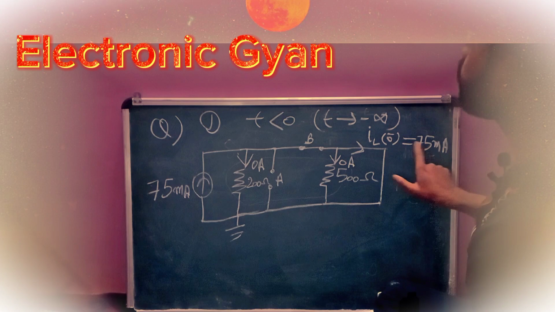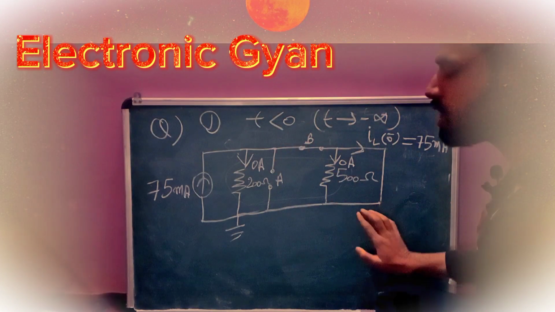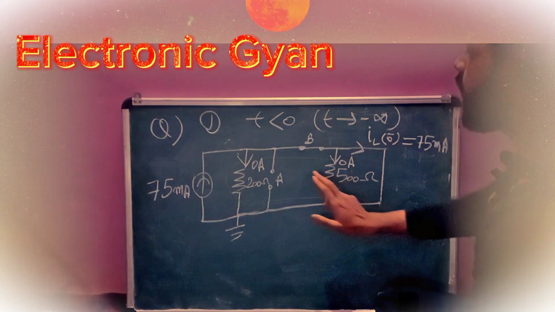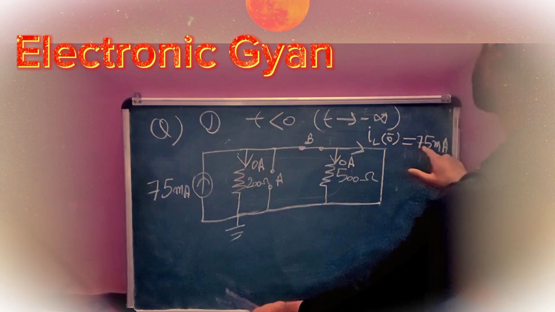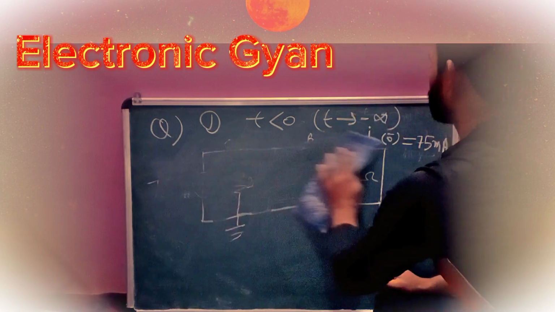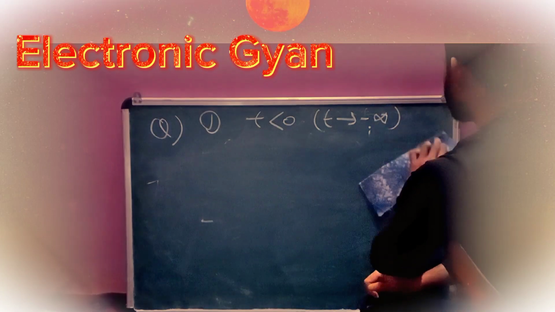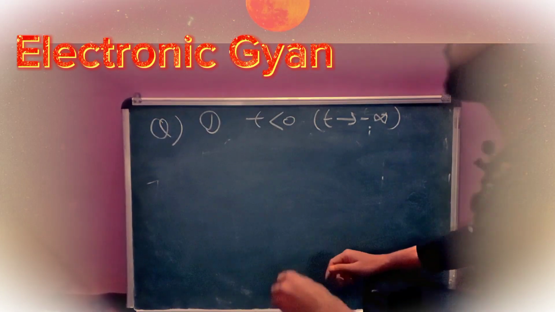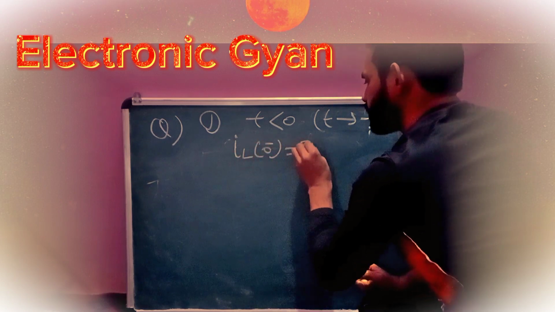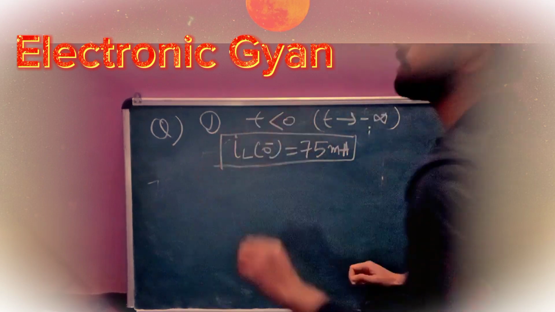Yes, this 75 milliampere of current is passing through this inductor for t less than 0 for a long time in steady state, which is IL of 0 negative. So now we have calculated the value of the inductor current at time equal to 0 negative, which is nothing but the steady state current for t less than 0, and we obtained 75 milliampere.